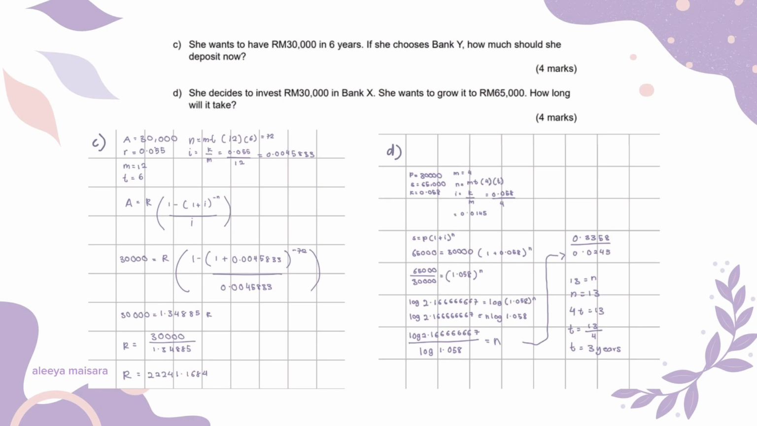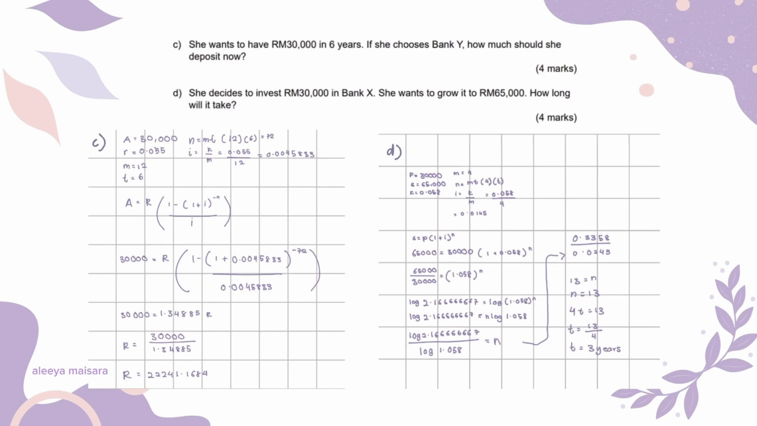She wants to have RM30,000 in 6 years. If she chooses Bank Y, how much should she deposit? Okay, so first, we need to identify the values. A equals 30,000, R, which is rate, equals 0.055, and m equals 12, and time equal to n. And n equals m multiplied with t, we will get 72.